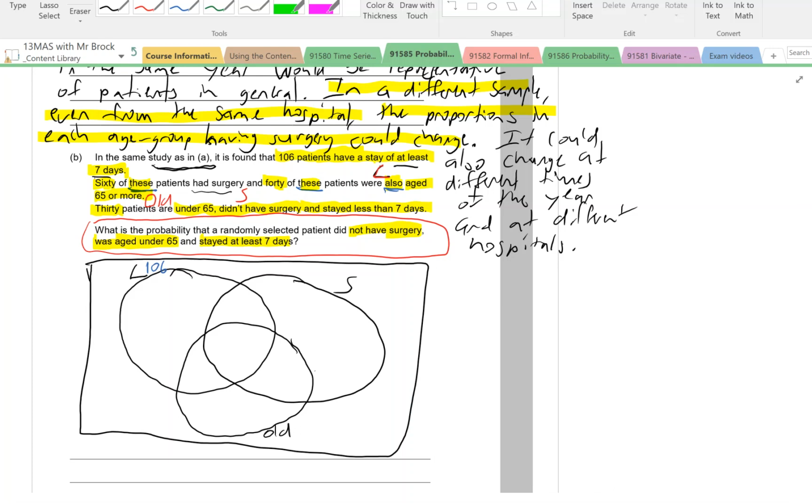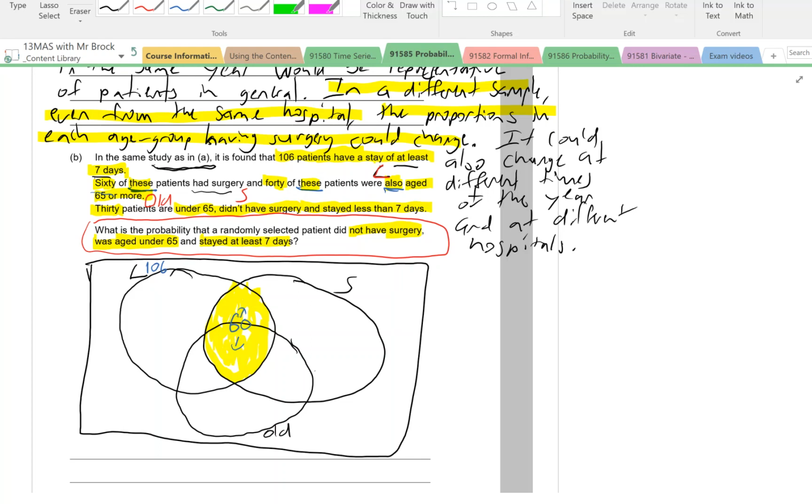And 60 of these patients, so it's only of those patients in the long circle, 60 of these patients had surgery. So that's going to be, where's that going to be? Now we have to be careful here. So we need to find the region that is patients that stayed a long time and are in the S circle. So the L circle and the S circle. So it's going to be this whole zone here.